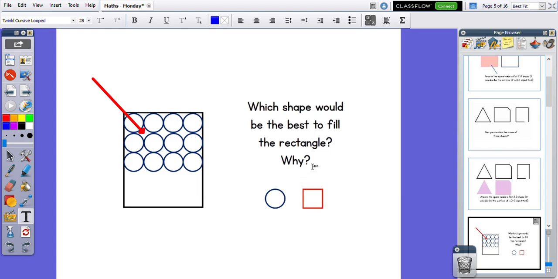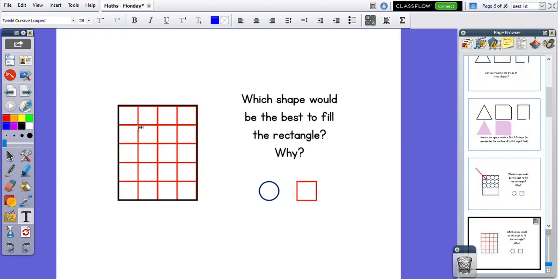Okay, so as you can see in this rectangle here, the circles have been put in. However, you can see my arrow is pointing to some space. So we can see that actually the circle doesn't fill the rectangle very well. Whereas if we use the square, we can see they all sit perfectly inside of the rectangle. So the square would be the best way to fill the rectangle using squares.